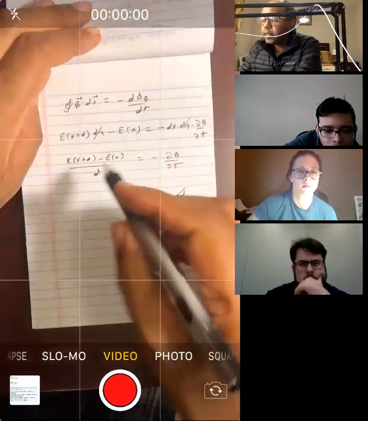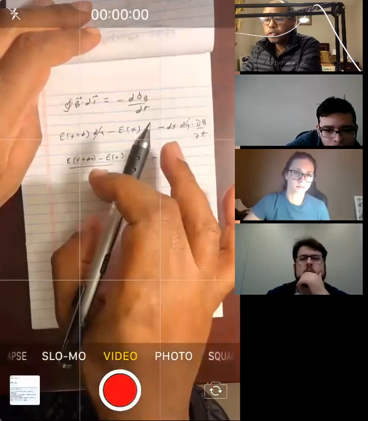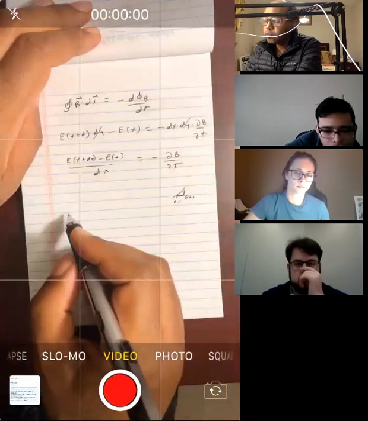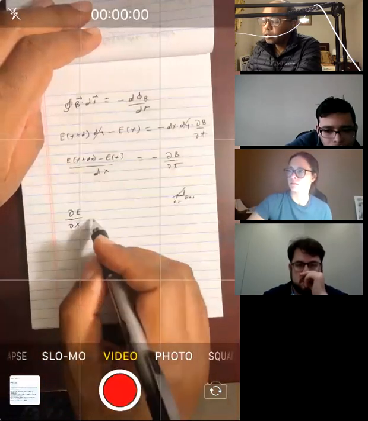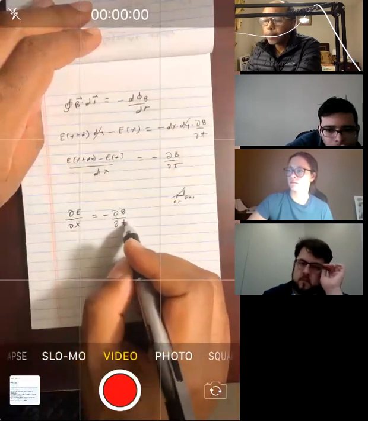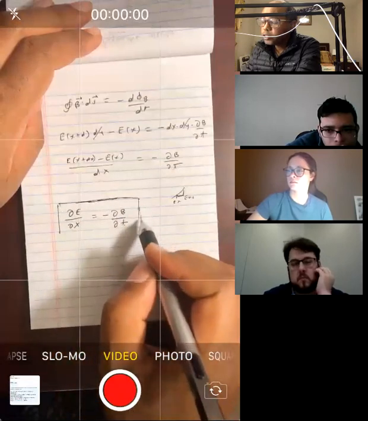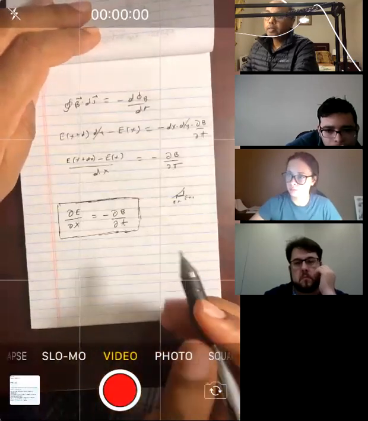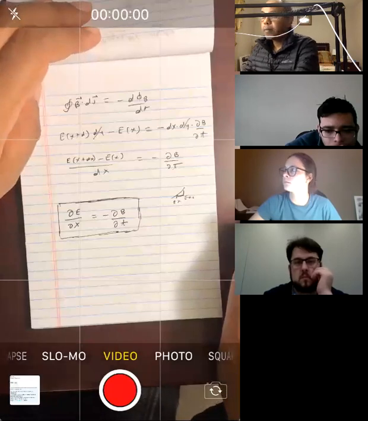E of x plus dx minus E of x is the change in the field. You divide by change in x, you get the derivative, okay? But we're going to say partial because we have time dependence. So we have the following formula. The partial derivative of electric field with respect to position is the negative of the derivative of the magnetic field with respect to time, okay? So we converted the integral equation into a differential equation. All we do is simply apply the integral to a very small path element, okay?